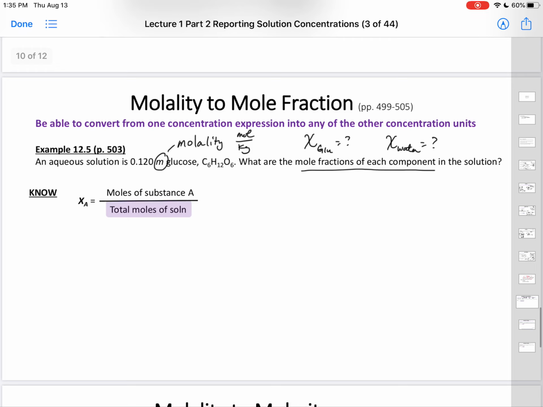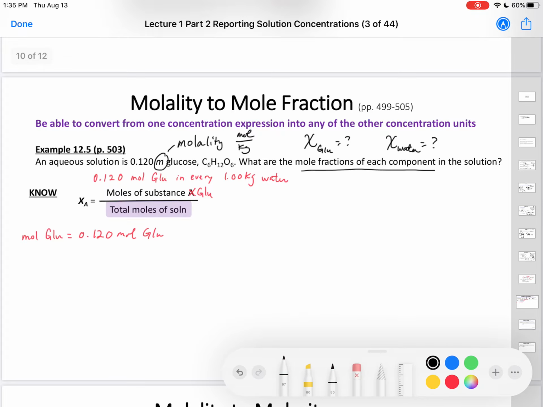So first and foremost, 0.120 moles per kilogram really means that you have 0.120 moles of glucose in every 1 kilogram of water. Okay, and you do need moles of, in this case, glucose. And you already have moles of glucose. The moles of the glucose is 0.120 moles. If you have 1 kilogram, and you can just assume you have 1 kilogram of water, that's okay.